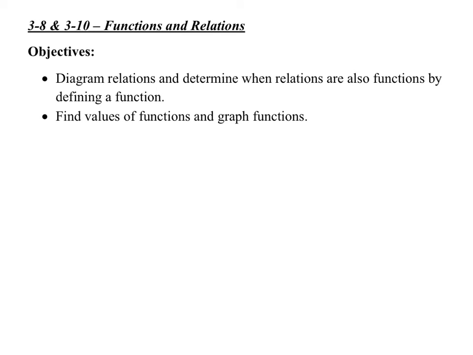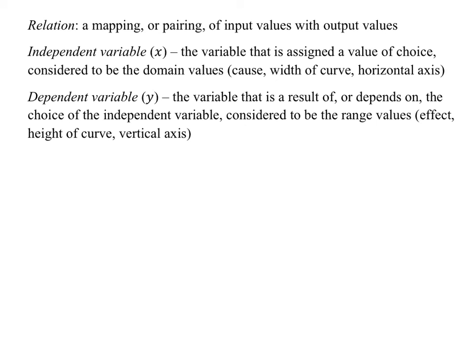So 3.8, 3.10 is the concept of a function and a relation. We're going to talk about what the difference between them is. We're going to talk about what's called a diagram map. And then we're going to talk about values of functions, domain and ranges, and the graphs of functions. So there's a lot to define, so I didn't sit here and make you copy everything down, so you have this in front of you already.